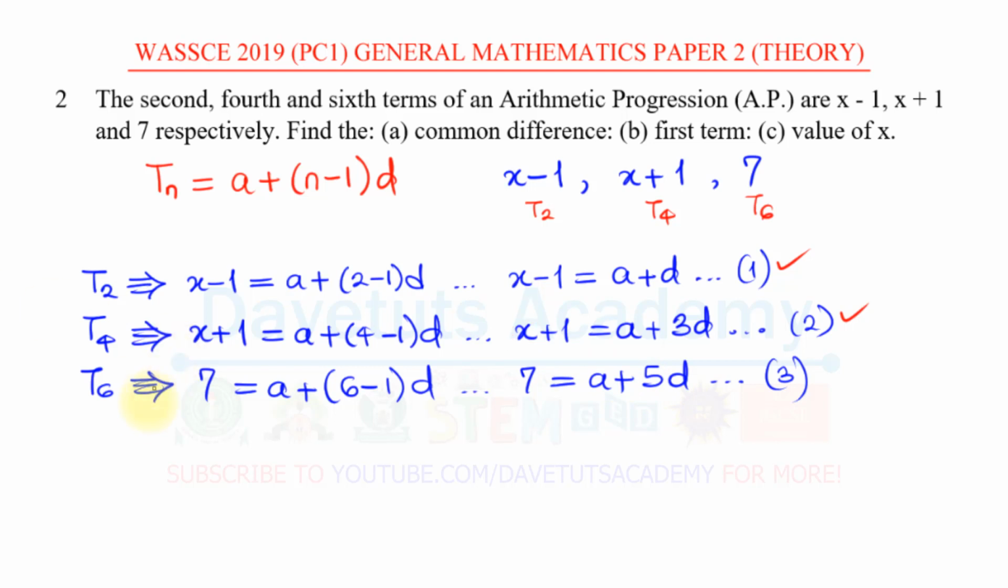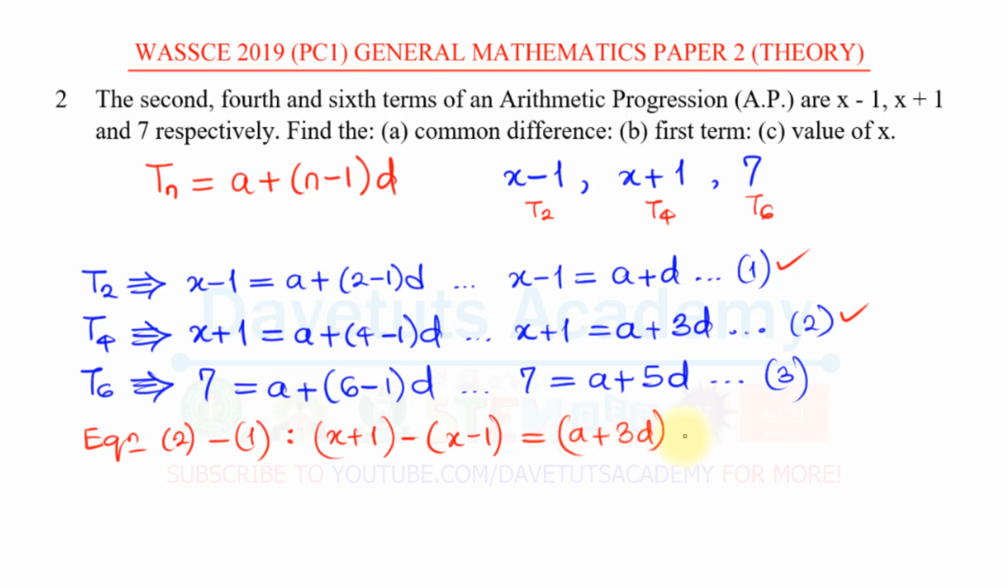So what I'm going to say is, let's say I have equation 2 minus equation 1, okay? That will mean that on the left hand side, I'm going to have x plus 1, that is equation 2, minus x minus 1 coming from equation 1, the left hand side. I hope you understand that, okay? Then that is equal to a plus 3d for equation 2 minus a plus d from equation 1, looking at this right hand side.